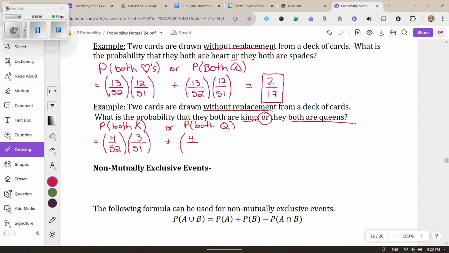There are 4 queens in a deck of cards. And we have now taken one of them out. And we have to divide by 51. Okay, the answer here is 2 out of 221 as my final probability.